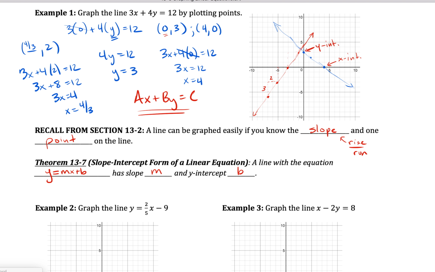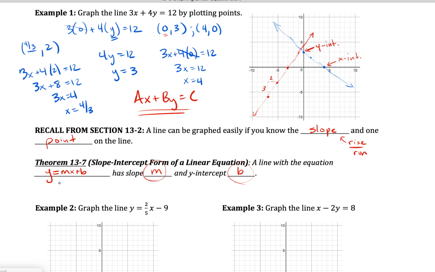So how is this connected to what we just talked about? Because this is a point and this is the slope, right? So if you have an equation that's in the form y equals mx plus b, you have all the things you need to pretty easily graph it. You don't have to bother with trying to find ordered pairs that are solutions to the equation. You don't have to make any kind of chart. You don't have to do a lot of algebra really.